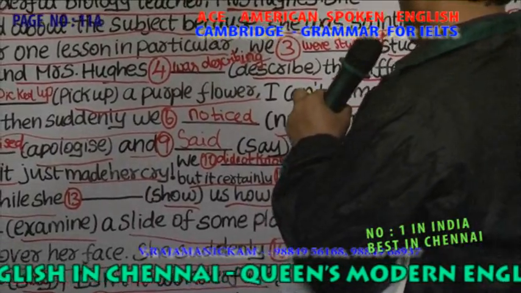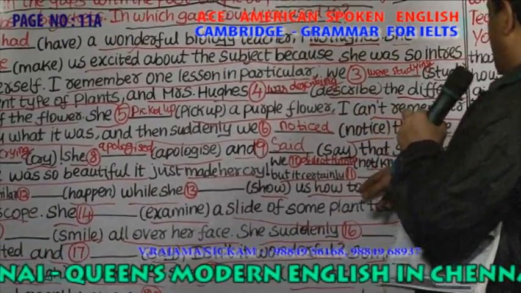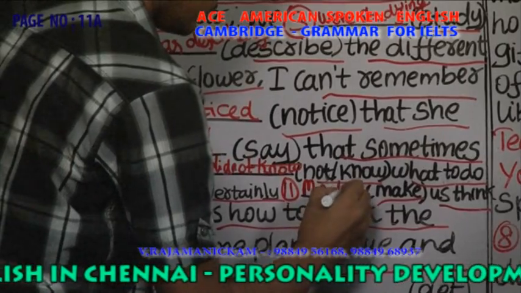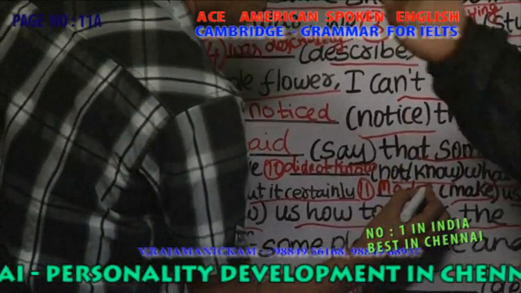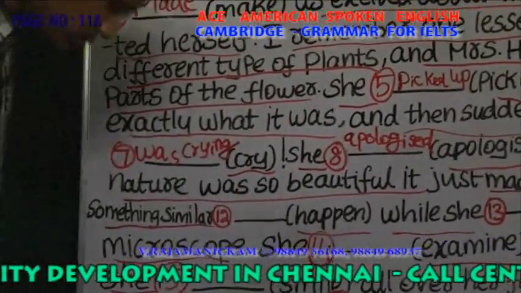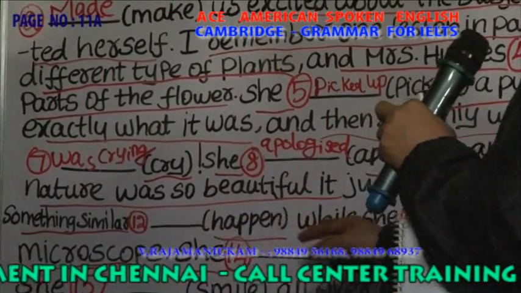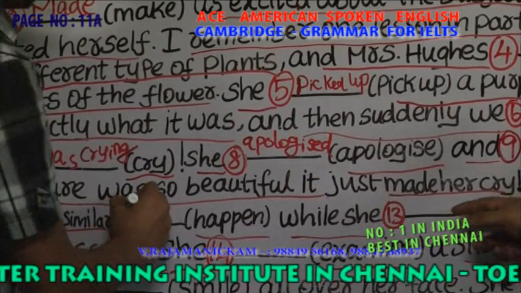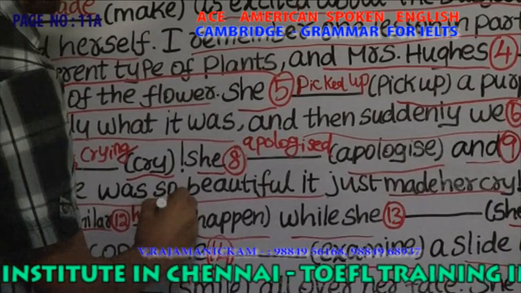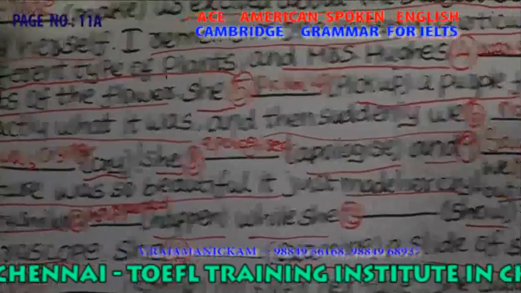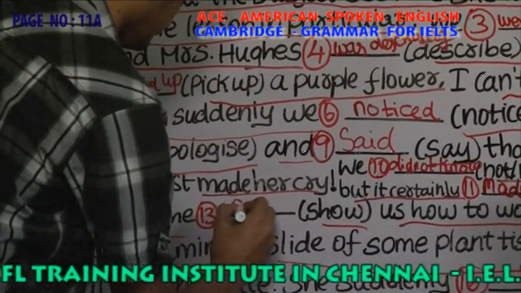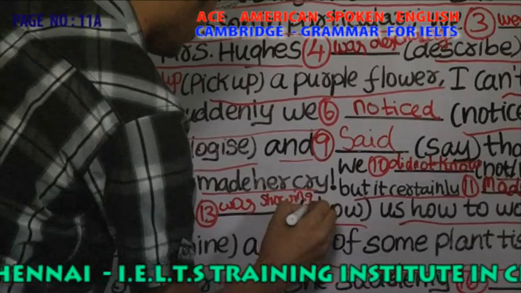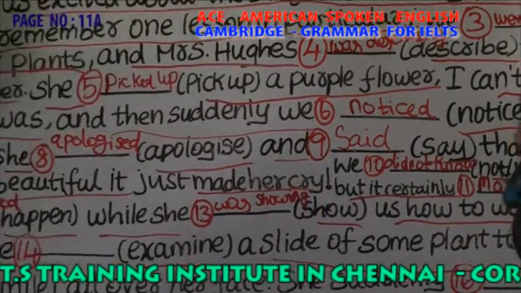Right? What to do. But it certainly, what is this? Made us think. Made. Past tense. You have to use past tense because in the past we did not know. Made us. It's a continuous past actions. Right? Make us think. Something similar. Dashed while she. What is this? 12. Happened while she was showing. This is the background. While she was showing, it is the background. Something happened, right? It happened while she was showing us how to work. She was showing us how to work the microscope.